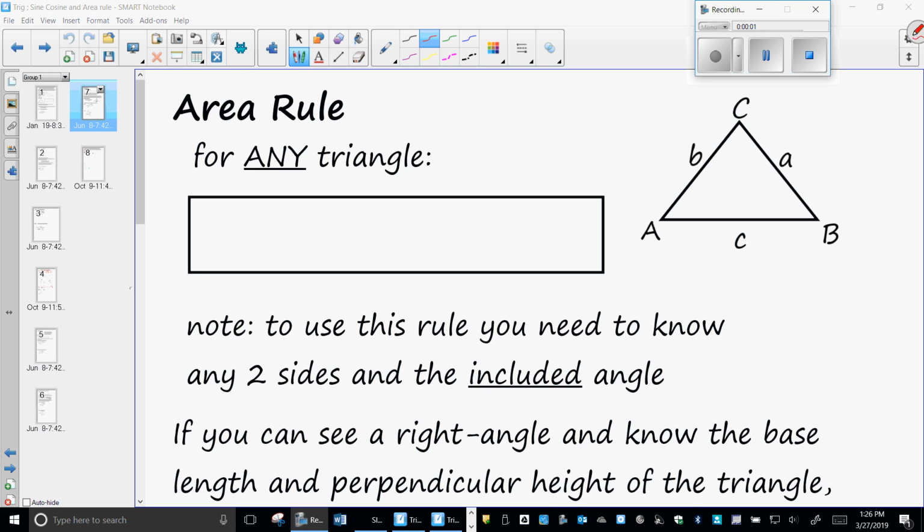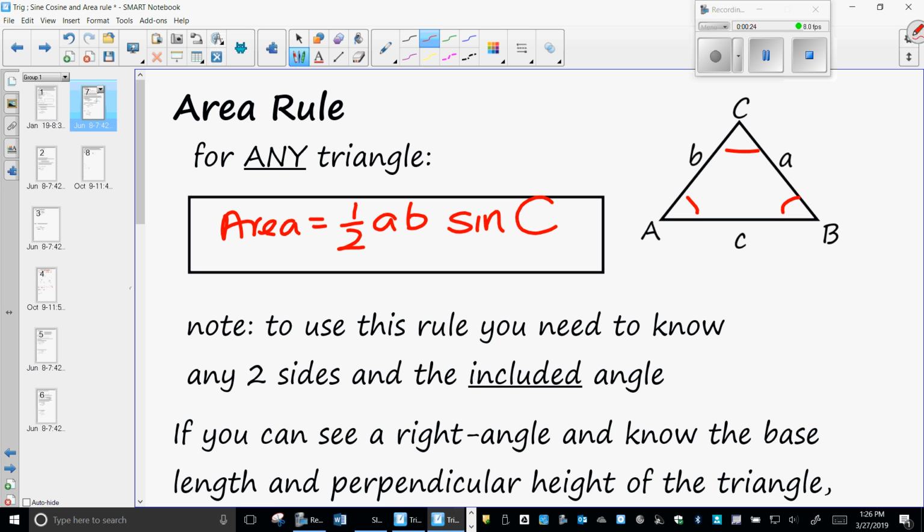So the area rule. Remember the sine and cosine rule, any triangle? Labelling is the same for all of them. Angles are big letters, and the lengths opposite them are the same letters in lowercase. To find the area of any triangle, the area is equal to a half ab sine C. You get given that, you don't have to learn it, don't panic.